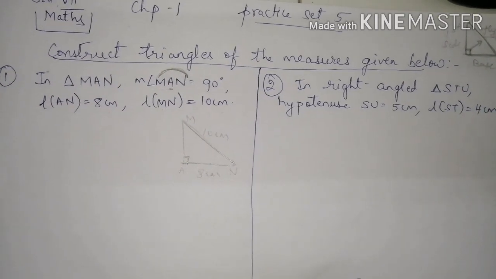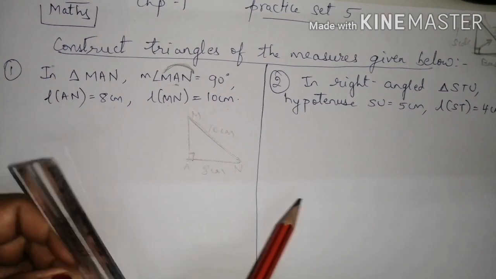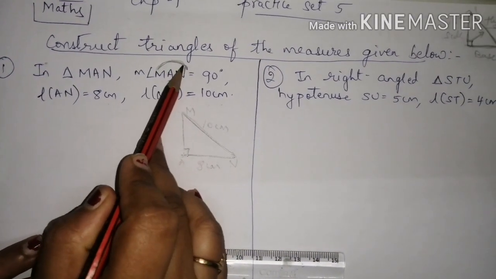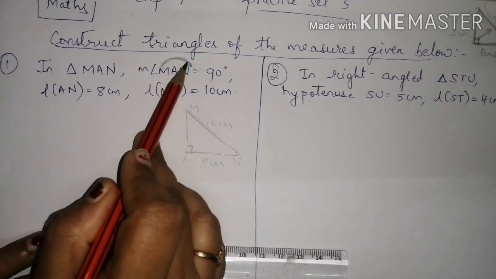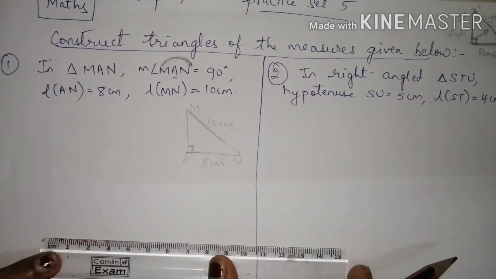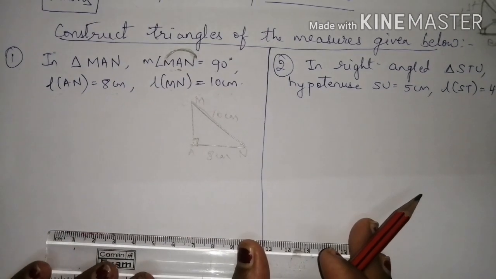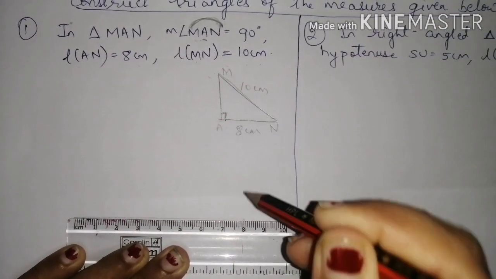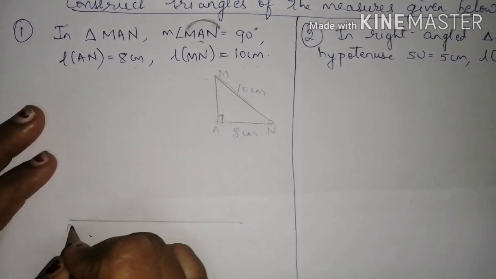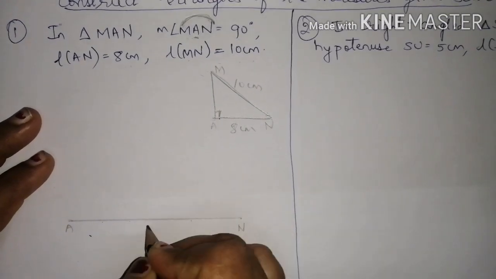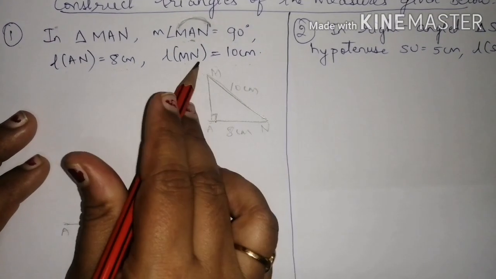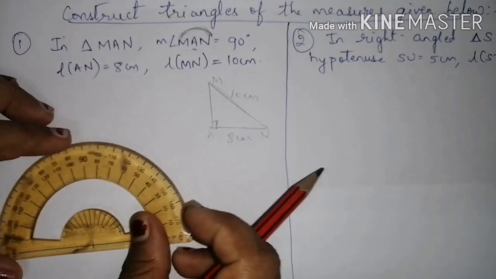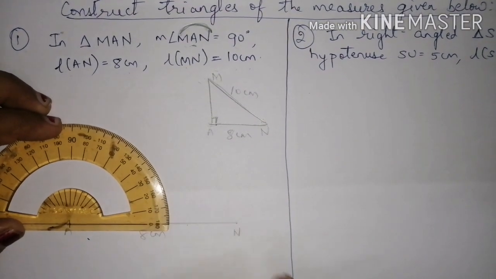Let us draw it. So first, as usual, we'll start with a base. Here A is 90, so MN will be the hypotenuse. Remember this: of the remaining vertices, the last vertices will be your hypotenuse side. Now AN is 8 centimeter. So draw the base 8 centimeter. This is 8 centimeter AN. Then angle A you have to take 90 degrees with the help of a protractor. So keep it on A. Place it properly on A.